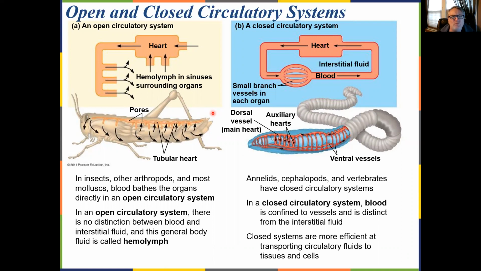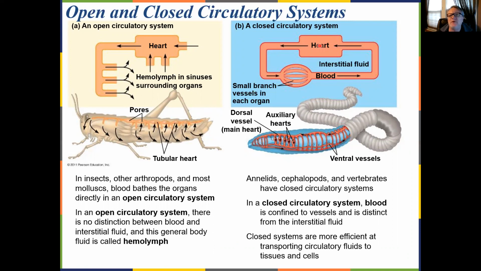There are two major categories of circulatory systems, though. One of them is called an open circulatory system, and the other one's called a closed circulatory system. Let's start first with the closed circulatory system because this is what humans have, and it's what you're probably most familiar with. It's closed because the blood is contained continuously within a series of blood vessels.